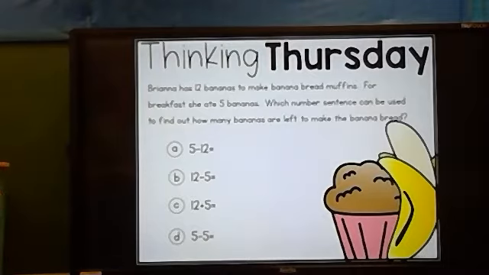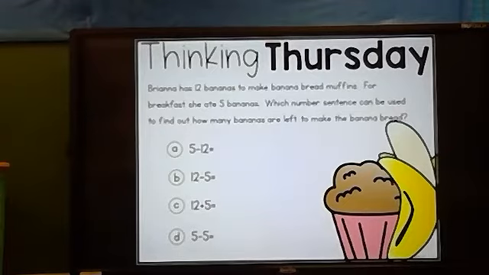And here is the problem. Brianna has 12 bananas to make banana bread muffins. For breakfast, she ate 5 bananas. Which number sentence can be used to find out how many bananas are left to make the banana bread?